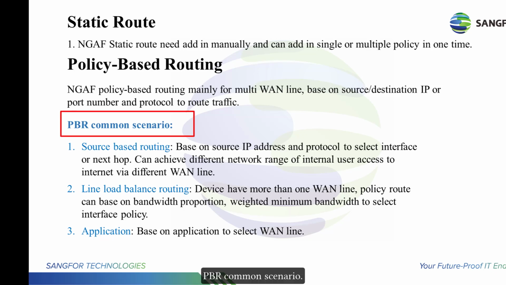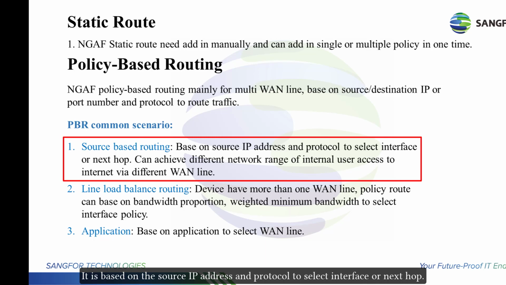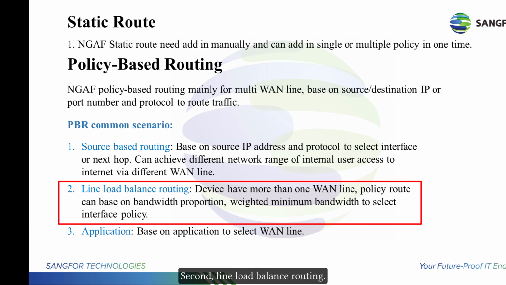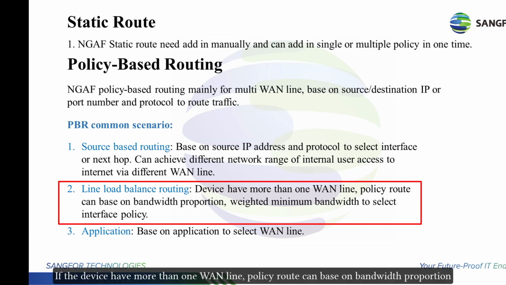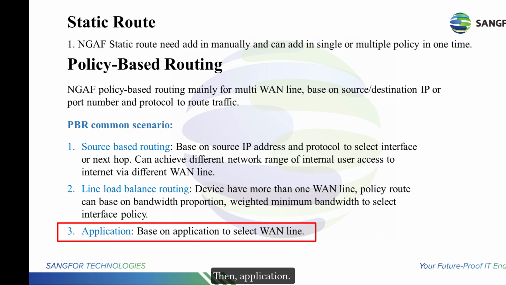PBR common scenario: source-based routing. It is based on the source IP address and protocol to select the interface or next hop. It helps different internal network ranges access the internet via different WAN lines. Second, line load balance routing. If the device has more than one line, the policy route can select the interface based on bandwidth proportion or weighted minimum bandwidth. Then, application. The PBR can select a line based on application.